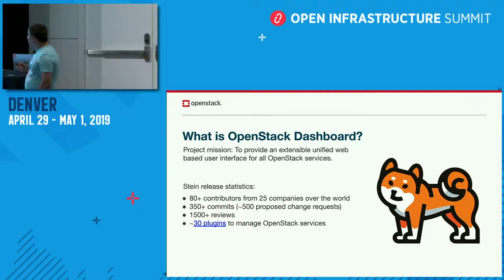During the Stein cycle, we got a lot of contributors from 25 companies. We got 3,050 commits. And we've got about 30 plugins for different OpenStack services. We've got separate plugins for Monasca, Manila, Sahara, Ironic, Vitrage, and Neutron VPN as a service, FWaaS, and so on.